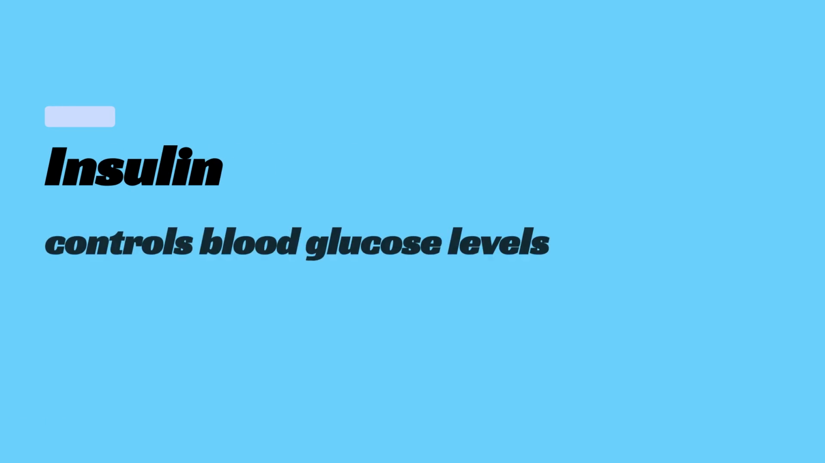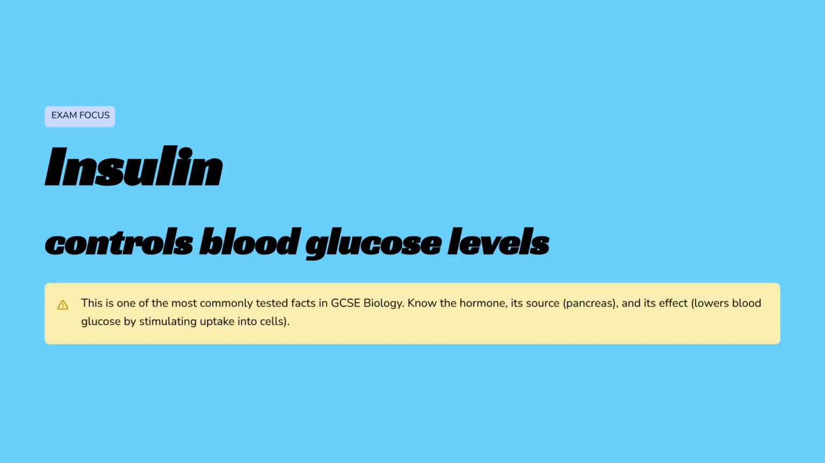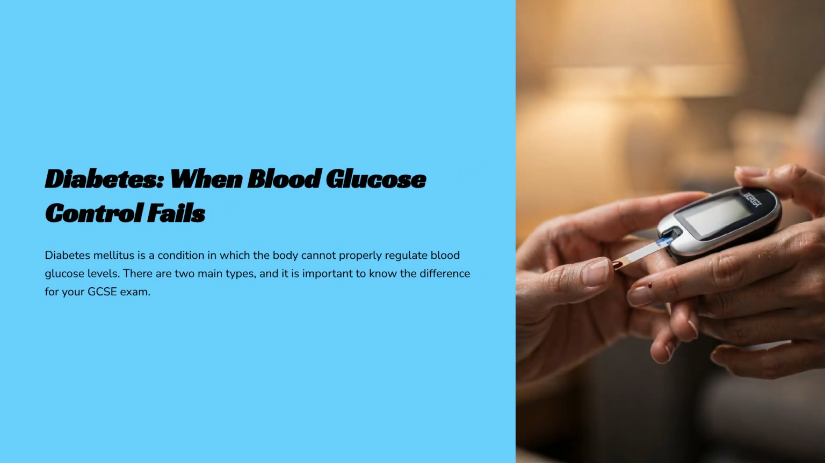Insulin is the hormone that lowers blood glucose levels. Produced by the pancreas, it stimulates cells to take up glucose. This is a common exam focus point. Diabetes mellitus occurs when the body fails to regulate blood glucose. Knowing the difference between the 2 main types, type 1 and type 2, is essential for your exam.